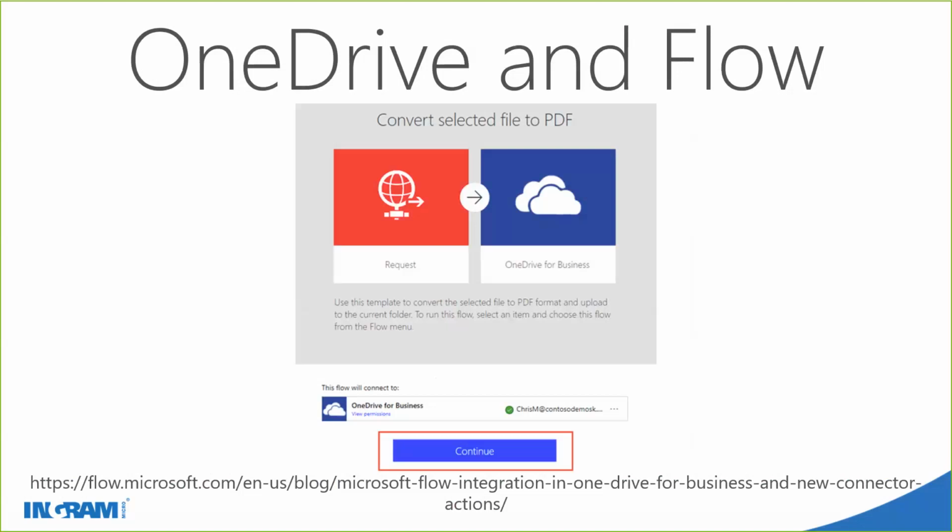Now, what has been missing has been the ability to work with Flow and a user's OneDrive. So OneDrive is the location for the user's individual files, and now we have this integration with Flow. So this allows you and the users to create automation processes around and with their OneDrive. So, for example, the one that I've got on screen here will convert a selected file to a PDF and then basically upload that to OneDrive.